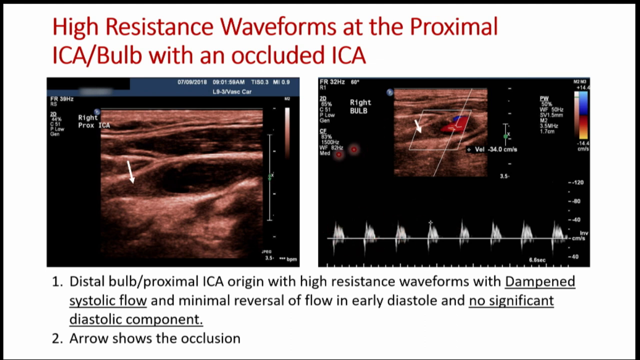Now, let's take a look at some other waveforms here. This is the bulb. This is an occluded ICA, and this is right at that area of occlusion at the cusp, okay? You see the very high resistance. Peak systole, quick return to baseline right there. And one may say that there might be an early reversal of systolic flow right at the beginning of systole here, potentially, okay?